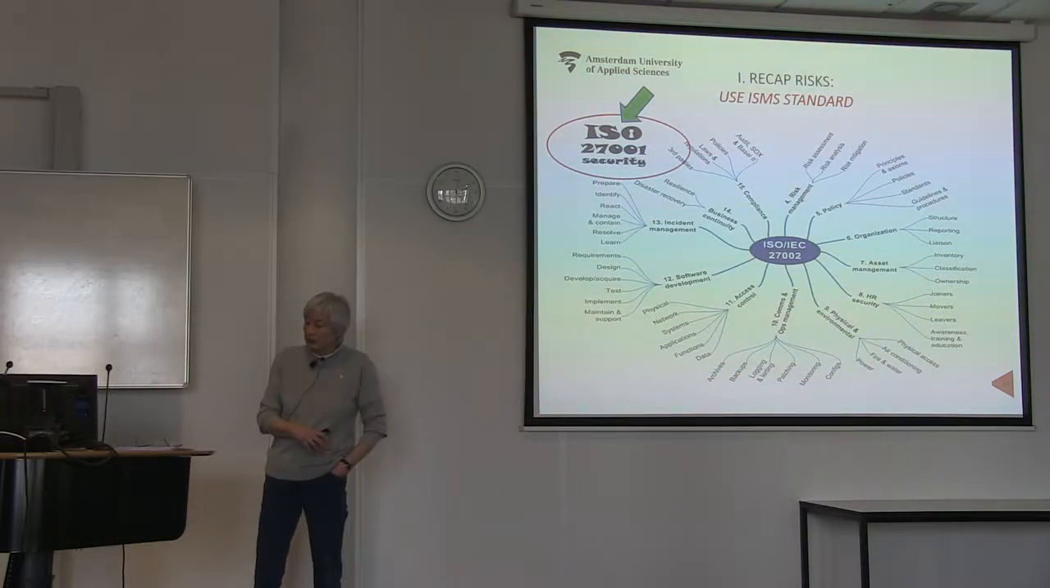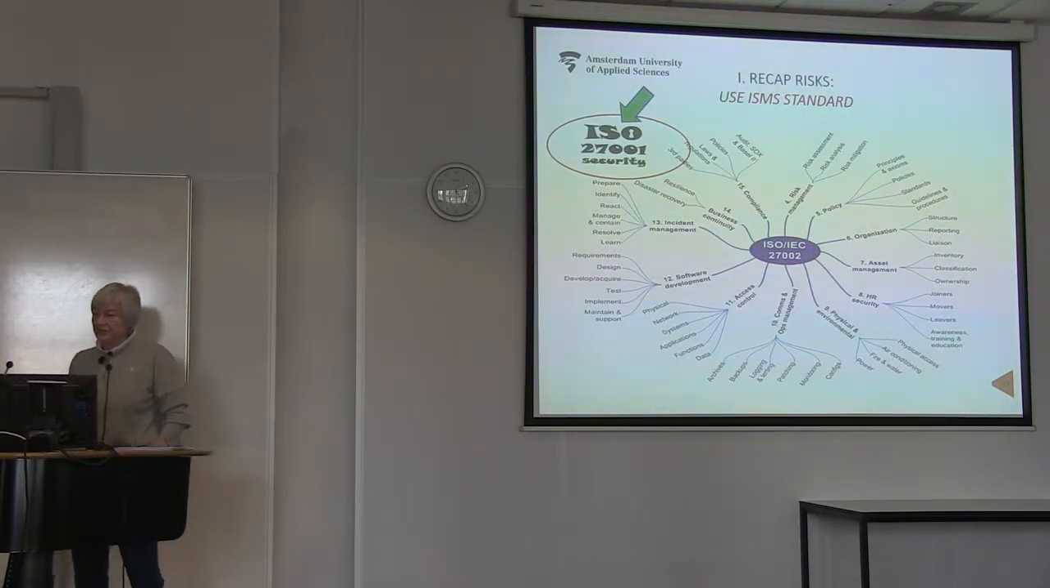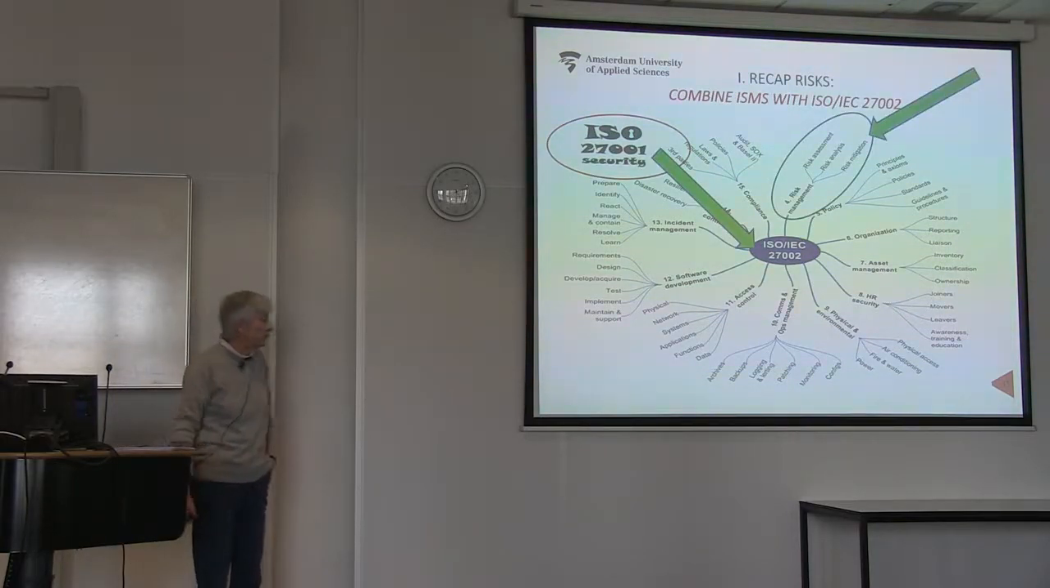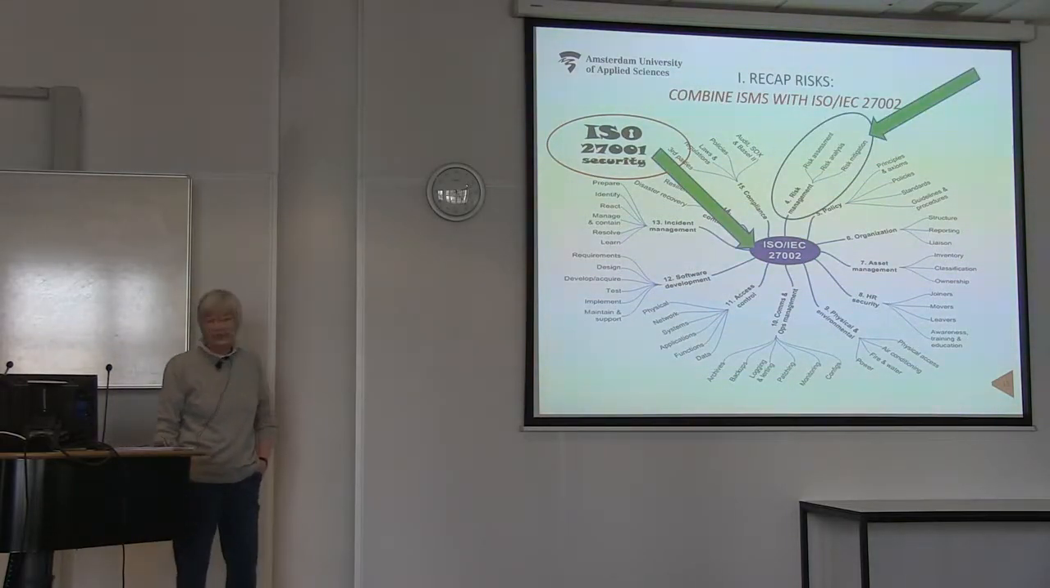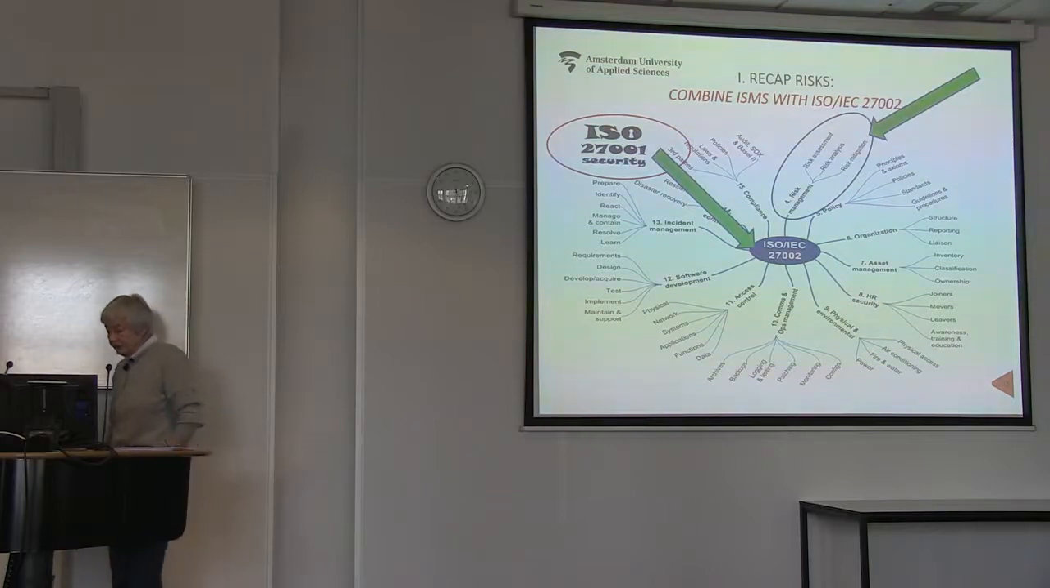Well, we made ourselves easy. We take the ISO 27001 as an ISMS, an Information Security Management System. We combine it with the ISO 27002. There the measures are defined. And the measures from section 5 until section 15 will help us to, well, plaster the vulnerabilities.